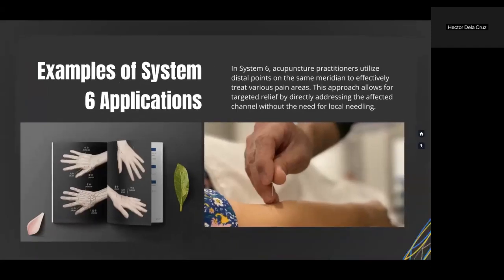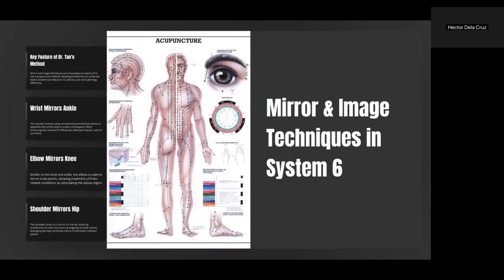Examples of System 6 applications. In System 6, acupuncture practitioners utilize distal points on the same meridian to effectively treat various pain areas. This approach allows for targeted relief by directly addressing the affected channel without the need for local needling.